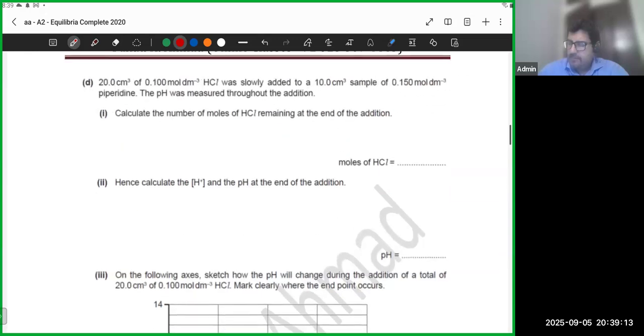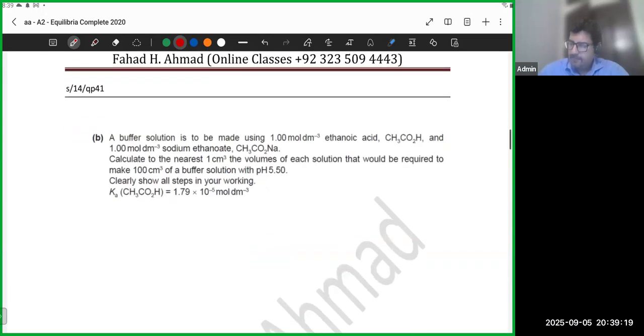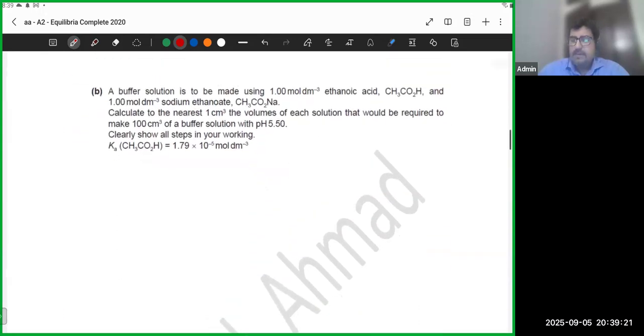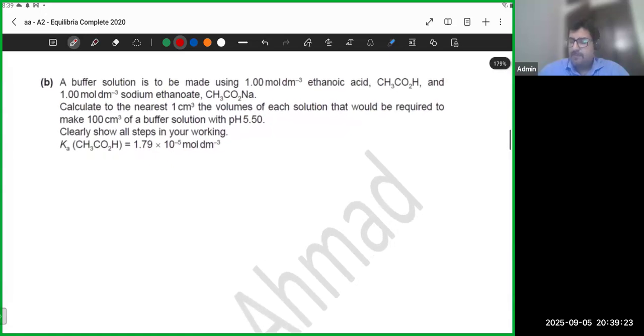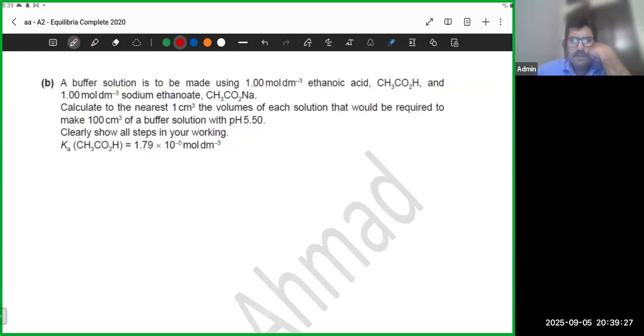Just want to find out more buffer questions. Okay, here's another difficult question. Not really a difficult question. It's a buffer because he's adding the salt of ethanoic acid and the ethanoic acid. So a buffer solution is to be made. So they're making a buffer solution.